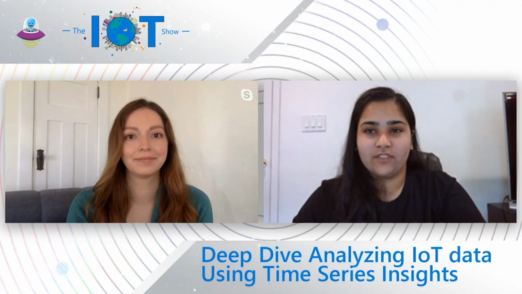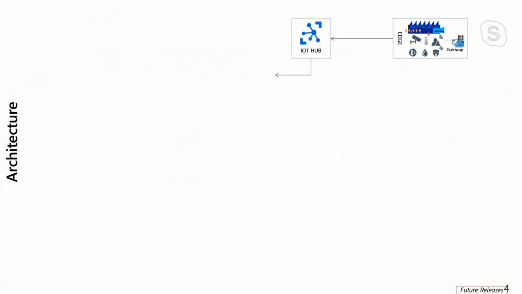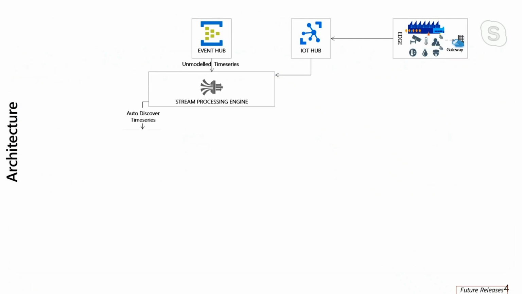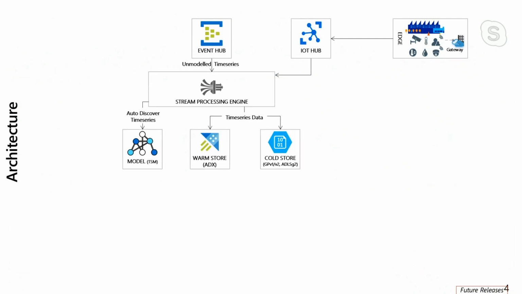Thanks, Shreya. Could you jump into the architecture? I think there's a lot of people who are very interested in how you can work with Time Series Insights. Definitely. So we'll start with looking at the ingestion pipeline, just how you get data into TSI. Devices will send data up to the cloud to IoT Hub or Event Hub. TSI can read from both. And we pass that data to our stream processing engine, which will write in parallel to both warm and cold store.